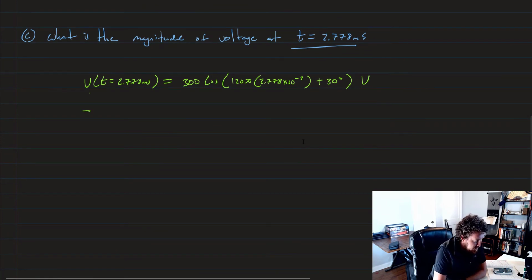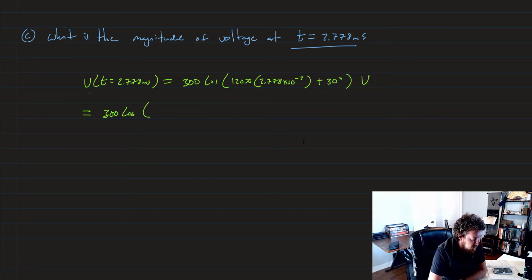Let's take it a step further. Let's say that's equal to 300 times the cosine. Now if we multiply 120 by 2.778 times 10 to the negative third, we're going to get cosine of 0.333 pi plus 30 degrees in volts. Now we run into a problem that we talked about in the video. This first part is given to us in radians, and that of course is in degrees, so we need to do a conversion. We'll convert the radians into degrees, but you could actually do it the other way around.